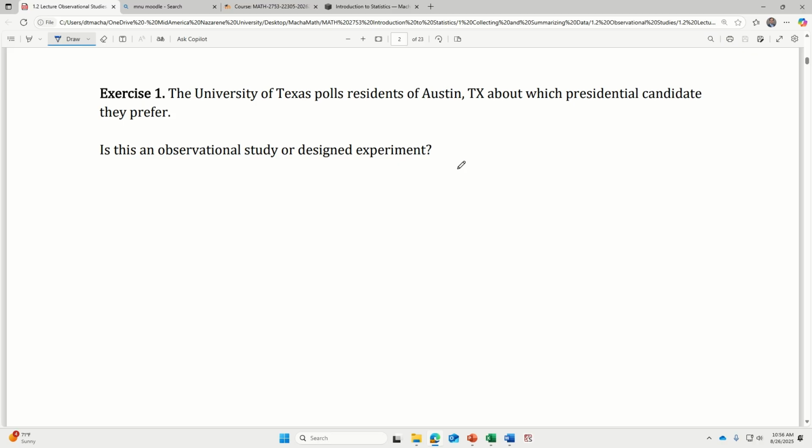Yeah, this is just a study. Ideally, the people who are asking the questions are not doing anything to affect the results that they get. They're not trying to affect the opinions of the people who are responding. They're just trying to ask the question.